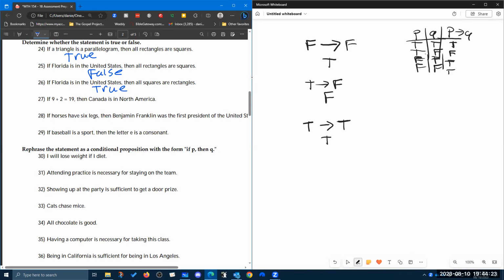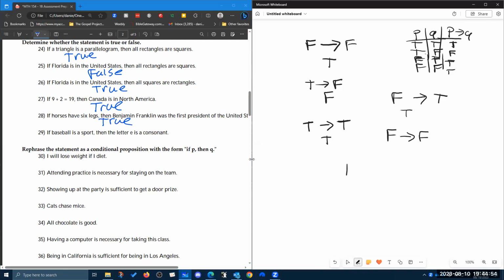If 9 plus 2 equals 19, that's false, then Canada is in North America, that's true. Because the premise is false, this is automatically going to be true. If horses have 6 legs, that's false, then Benjamin Franklin was the first president of the United States, that's false. But because the premise is false, this is automatically true.